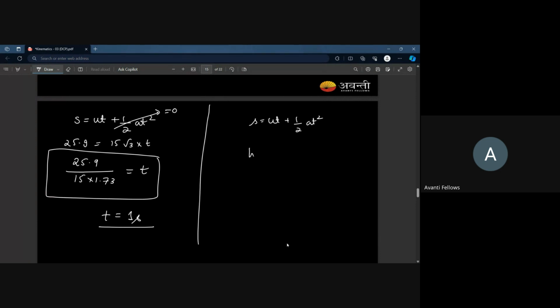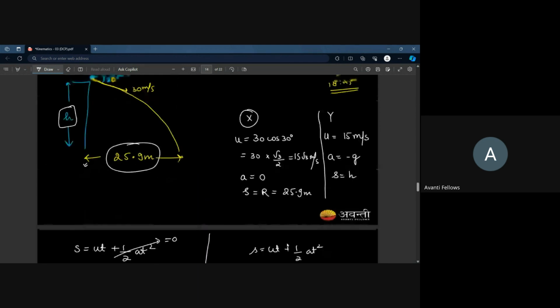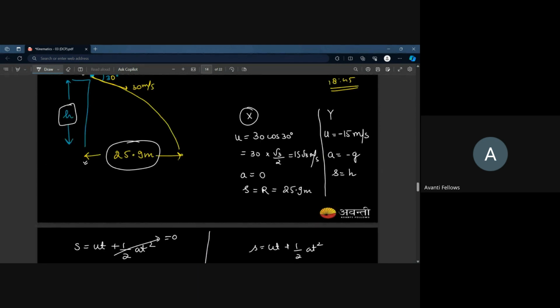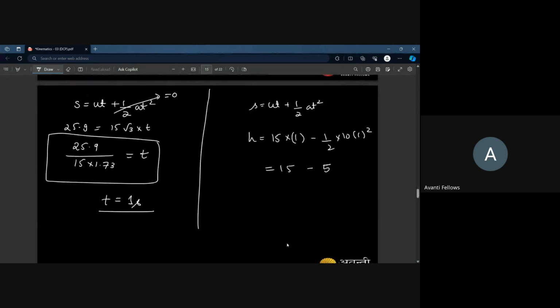Now use the same expression for y-axis. Here the displacement is h. Initial velocity is 15, time is 1, minus half into 10, again 1 square. It is 15 and it is minus 5. Right? But there's one more thing. This initial velocity is negative y-axis now. So it is going to be minus. Right? And you will get minus 20 meter. Again, I am asking just the height of the tower, which can never be negative. Right? So it is 20 meter. Is that okay?